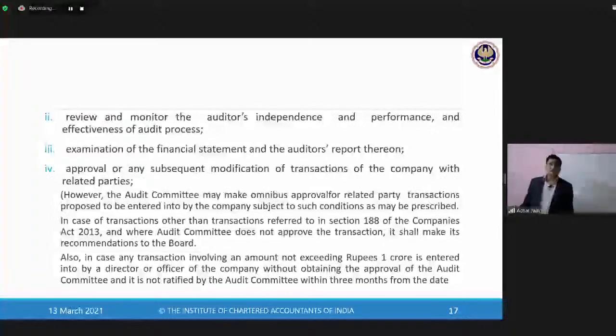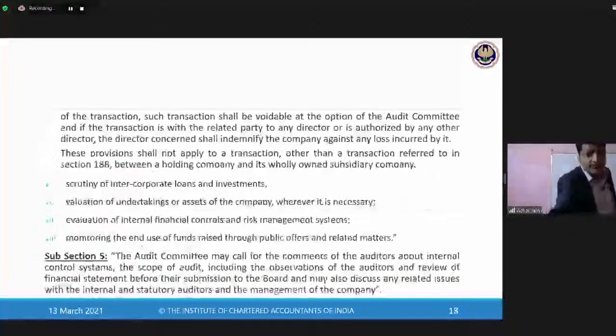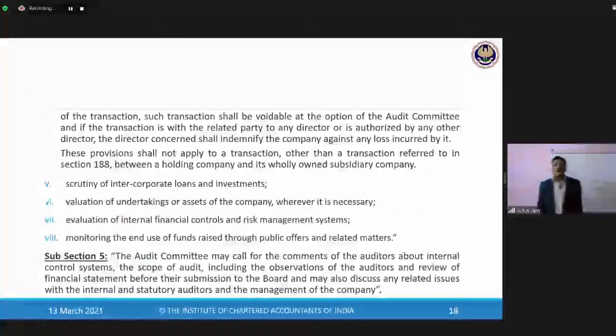Examination of the financial statements and examination of the report of the audit. Again, very important. Approval of any subsequent modification of transactions of related parties. You will say that so many points are common over here. Is that correct? Yes. Scrutiny of intercorporate loans and investments. Valuation of undertakings or assets of the company.